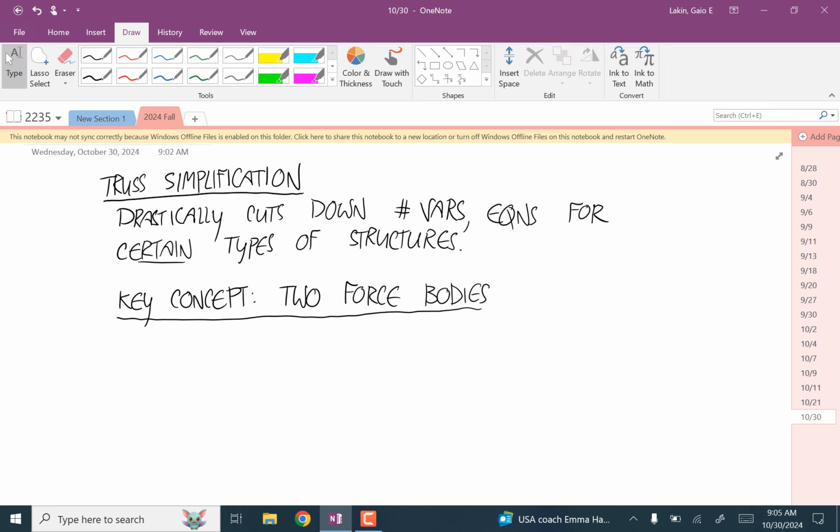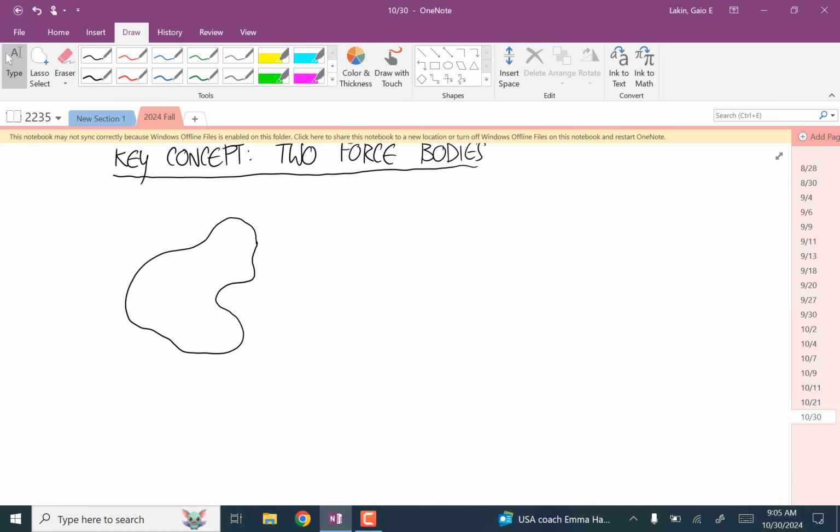Okay, so if you have some random body, we're usually going to think of these as straight, narrow members, but it doesn't matter what the shape of the body is. And say that you have a force here and a force here. If this thing is in static equilibrium, let's think about the possibilities for these forces.